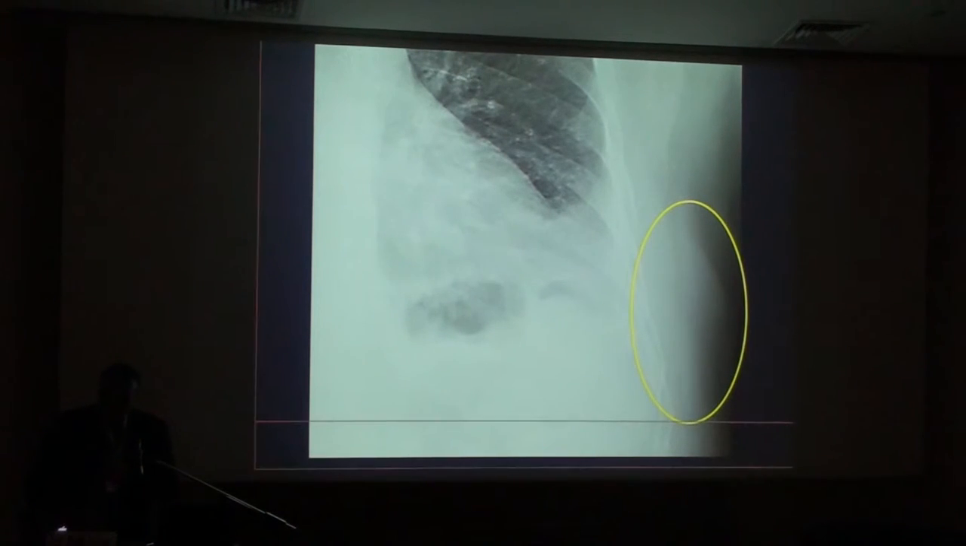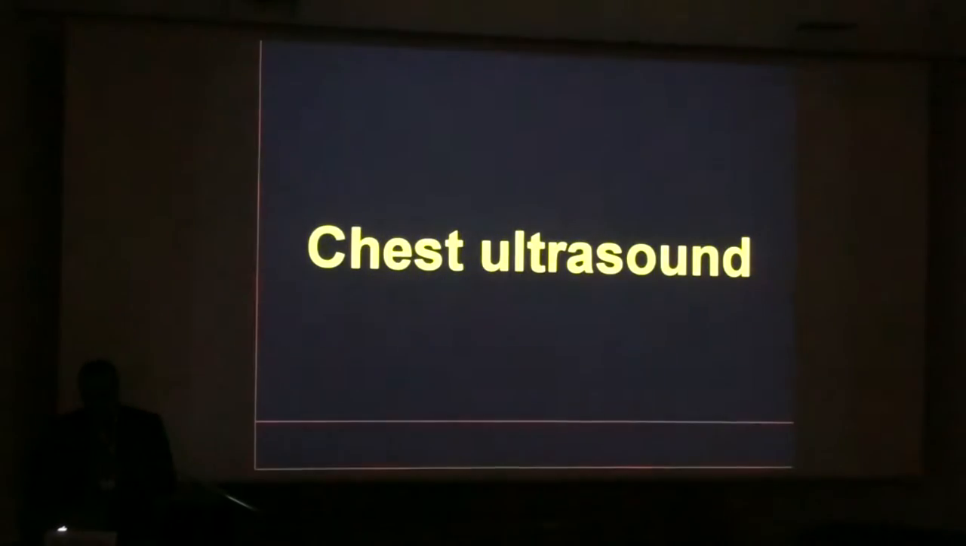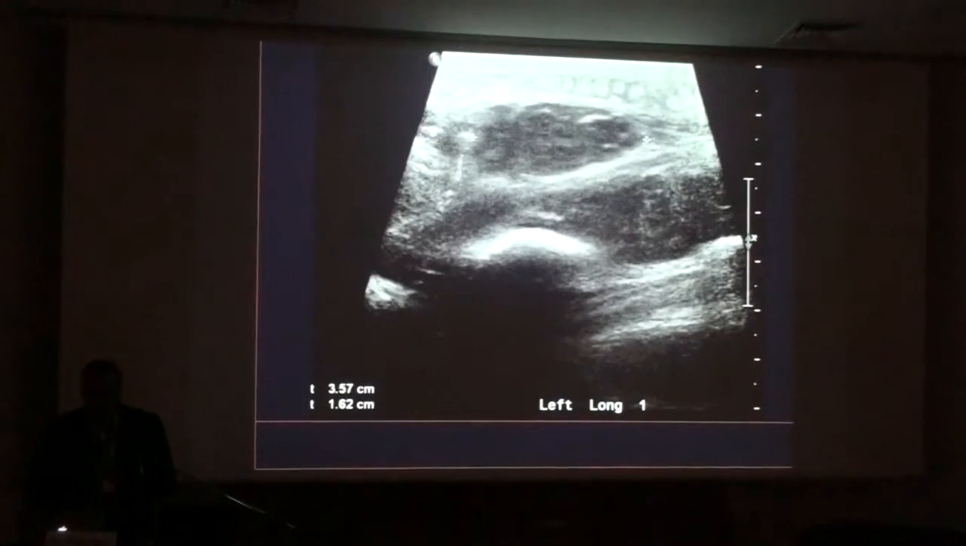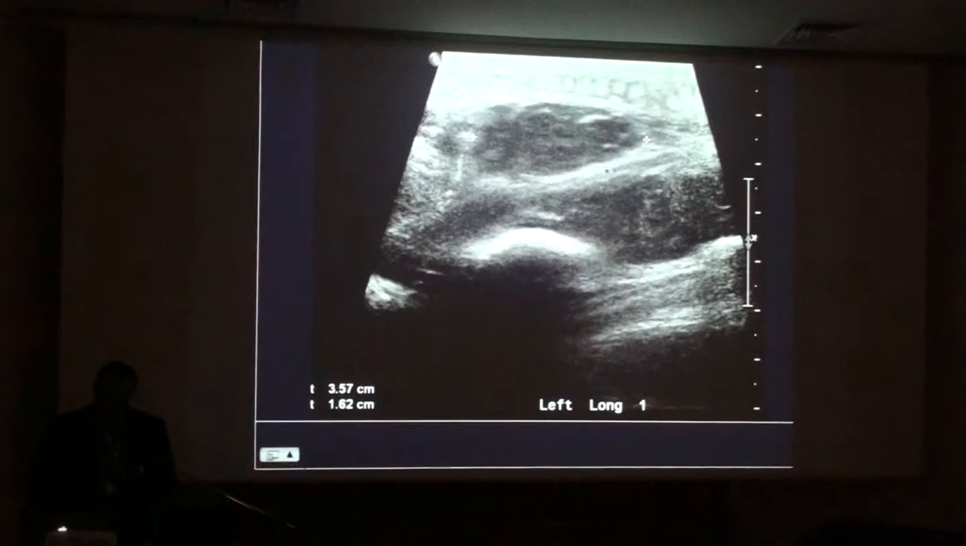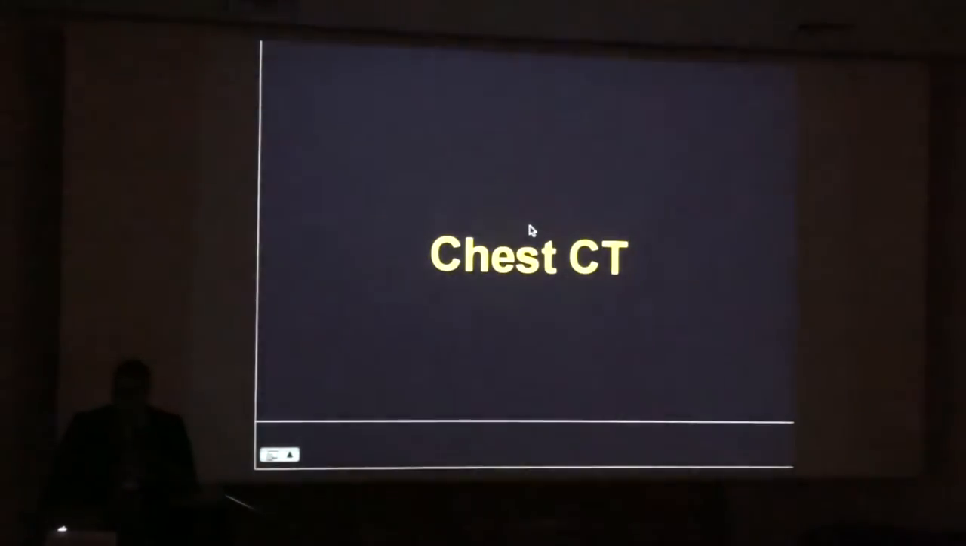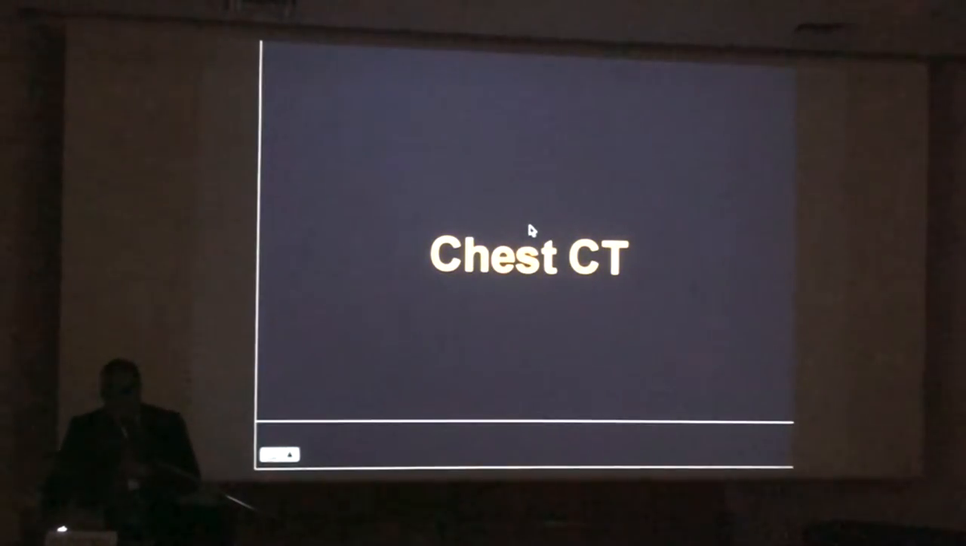For continuing evaluation of the left lower chest wall swelling, the patient underwent ultrasound. In the ultrasound, you can see here the skin, superficial fascia, and the collection between the muscle fibers with fat infiltrations over the rib. So we continued investigation with chest CT.